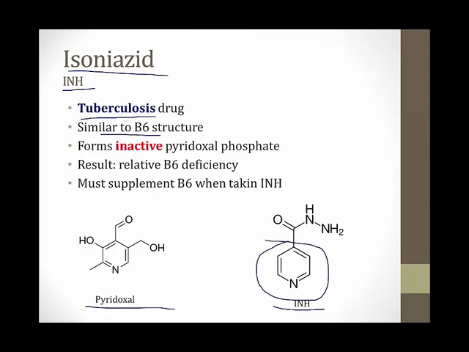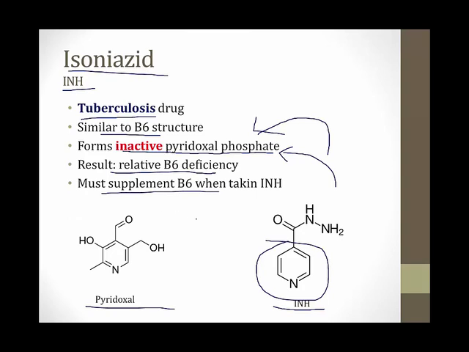The reason this is important is because isoniazid can form an inactive version of pyridoxal phosphate. As a result, because this is inactive, you will have a relative B6 deficiency. Enzymes will try to use this inactive form and it won't function correctly, and they won't be able to carry out the reactions that require vitamin B6. As a result, patients who take INH are always supplemented with vitamin B6 so that they don't develop symptoms of a B6 deficiency.